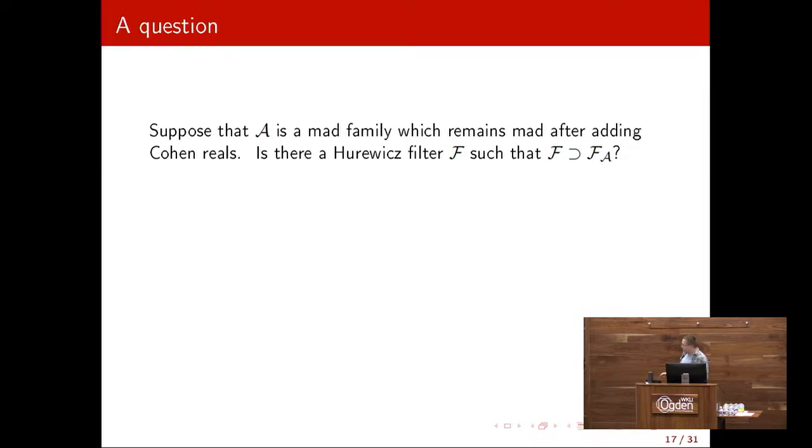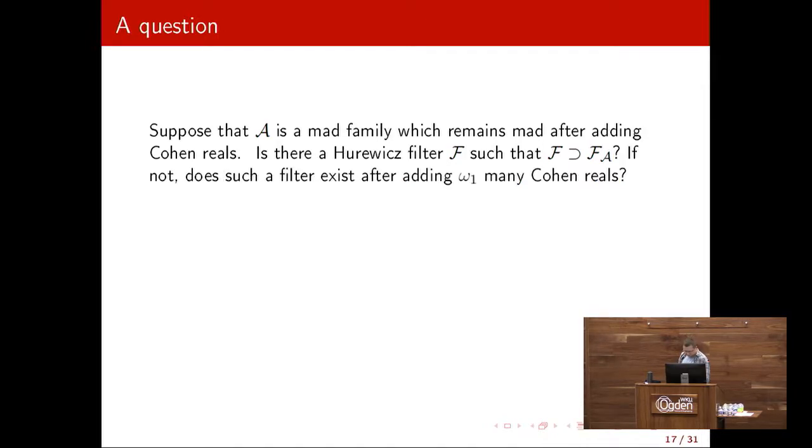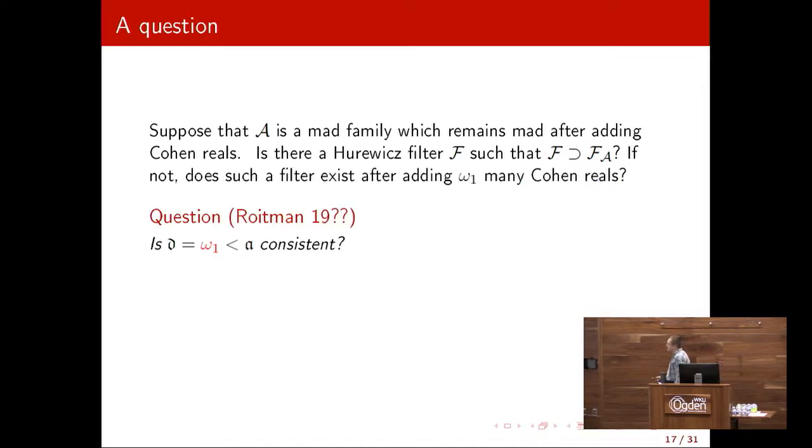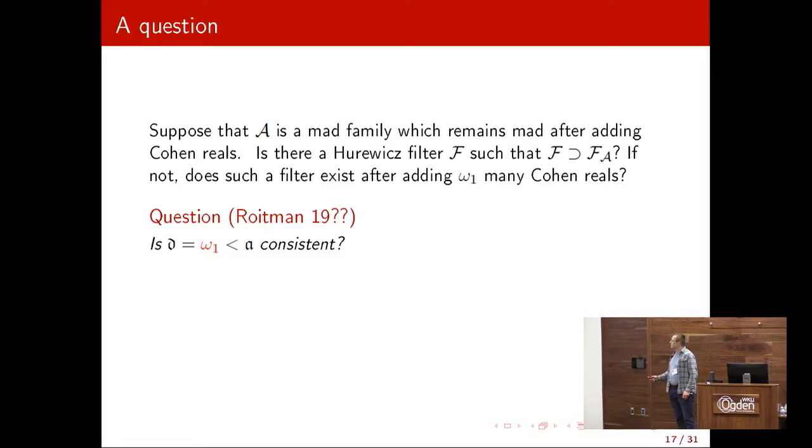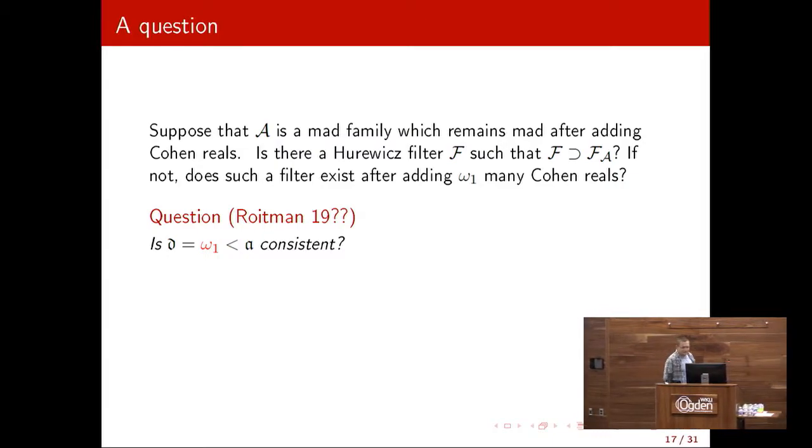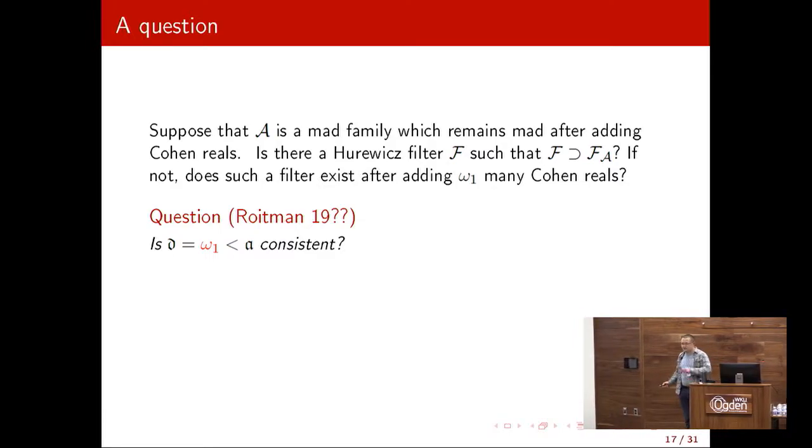Now, why do I find this question interesting? Because there is another question which is kind of a real question. It's a question due to Reutemann. I was unable to find when it was posed. It asks, is it true that the inequality D equals omega 1 less than A is consistent?